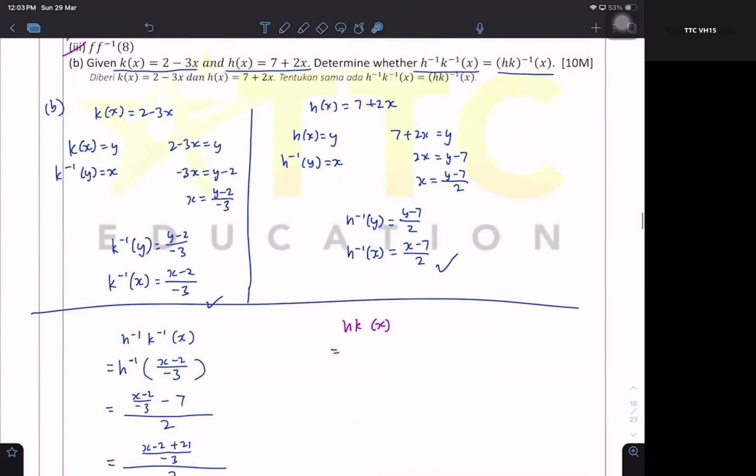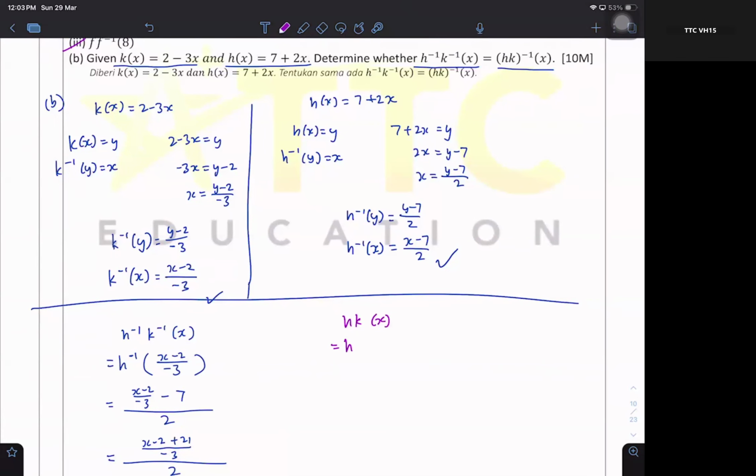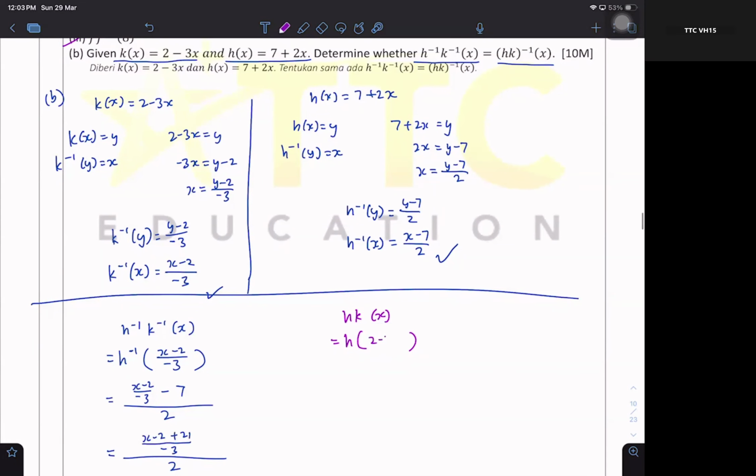Okay, now H is this, K is this. Same method. Leave the left hand side, do the right hand side first. What is Kx? Oh, Kx is 2 minus 3x. Yeah, copy, 2 minus 3x.